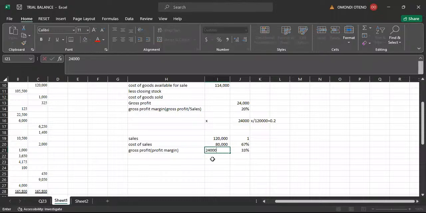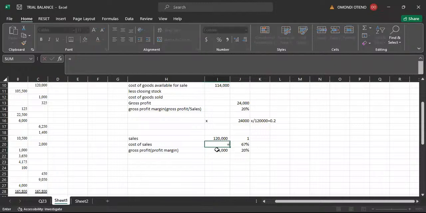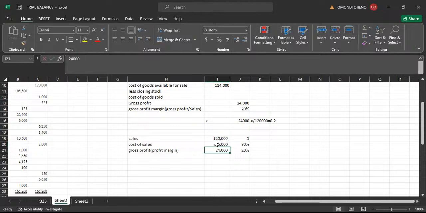And how was I arriving at 40? I was taking 120 minus 80. So what will I have here for me to get 24,000? I will take 120 minus 24 to give me the real cost of sales, which is 120 minus the gross profit, because I've been given it here. So I'm working backwards to be able to get the cost of sales. So you are able to see that my cost of sales is 80%, my gross profit margin 20%. That is what the examiner has given you.